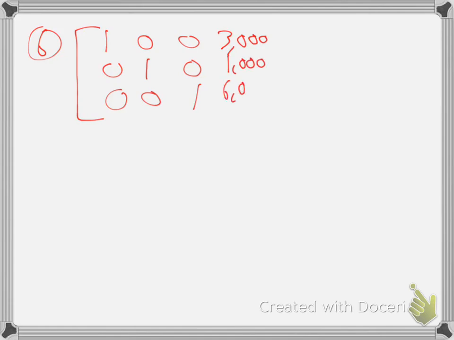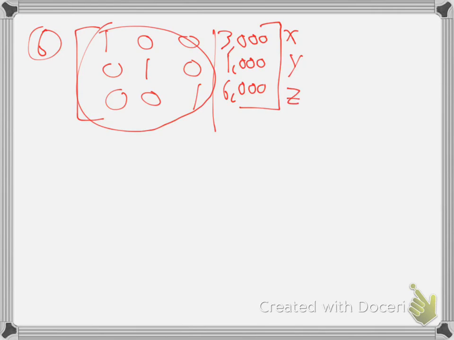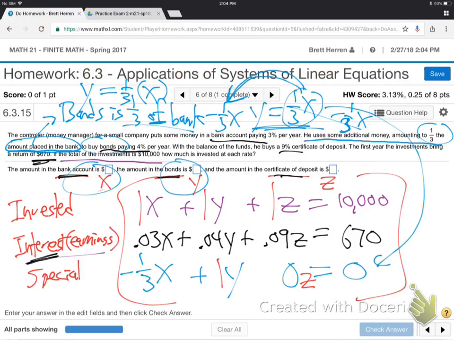When you get this diagonal and then just the right side, that means that's the one set of correct answers. So this is X, this is Y, this is Z. 3,000 in the first account, 1,000 in the next, 6,000 in the last. Y'all getting that? On the calculator, is that working out? See how we did that?